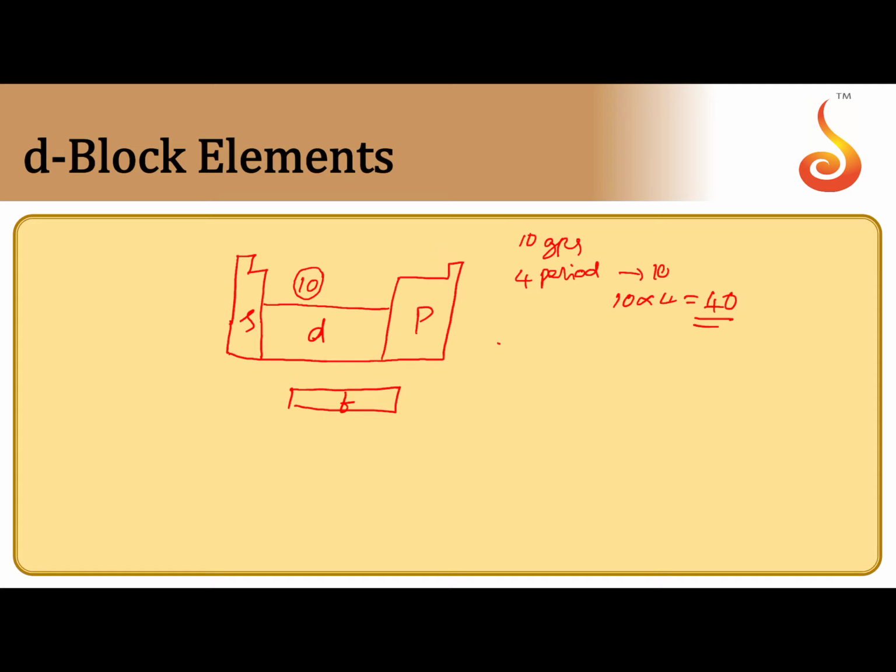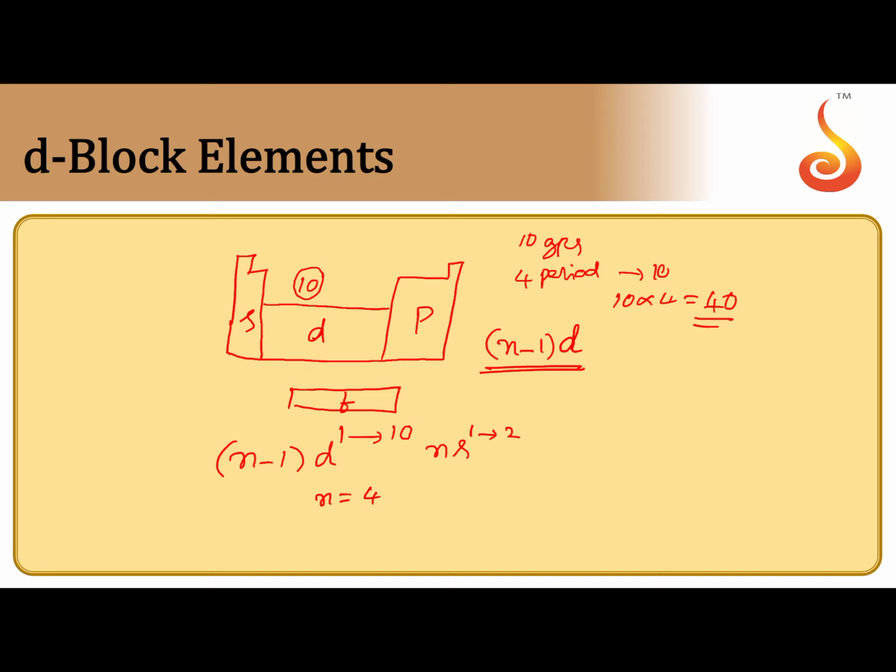The differentiating electron enters into the D subshell, but that belongs to the penultimate shell, the n minus 1 shell. So, the differentiating electron enters into the n minus 1 D subshell. The general electronic configuration of D block elements: n minus 1 D takes electrons from 1 to 10, and ns in the S subshell of the valence shell. In some cases 1 electron may be there, in other cases 2 electrons. So, this is the general electronic configuration.